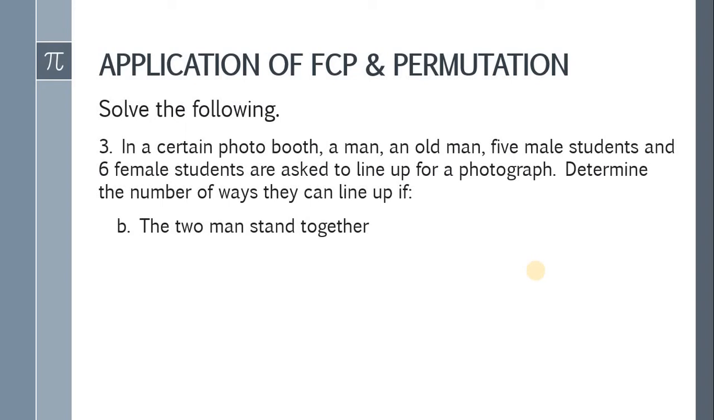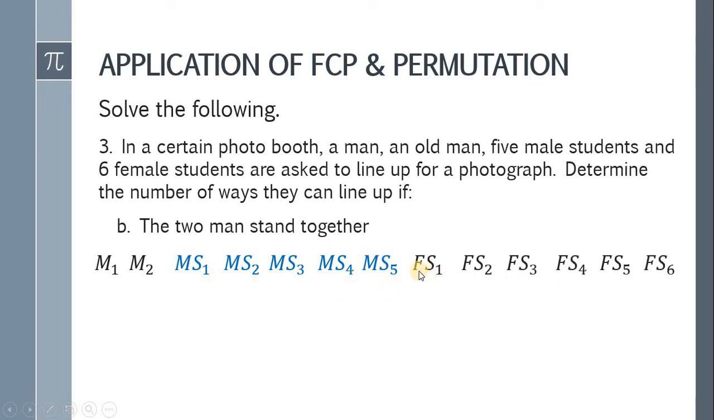The 2 men stand together. So, ibig sabihin, yung man saka yung old man ay magkatabi palagi. Hindi sila pwedeng maghiwalay. Okay? Now, gawa tayo ng representation. Yung 2 man, gawin natin siyang man 1 saka si man 2. So, yan yung old man saka yung man. Next, yung 5 male student, ito ay MS1, MS2 hanggang MS5. Male students. Next, we have female students, FS1 hanggang FS6.